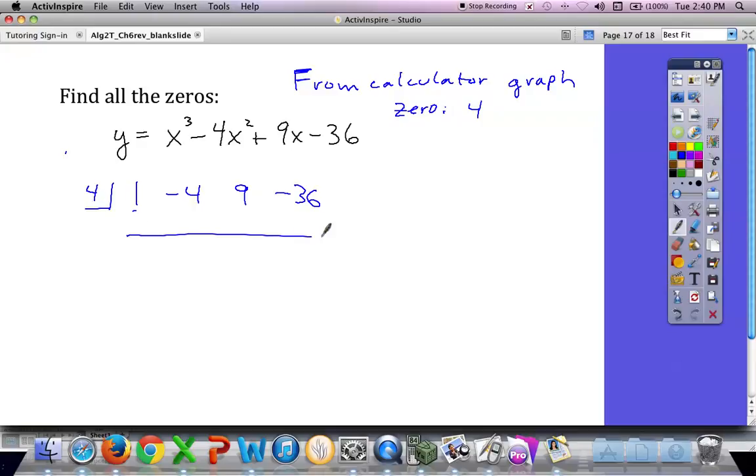Okay, then we bring down the 1, multiply and add. 4 times 1, 4. 4 times 0, 0. 4 times 9, 36. Remainder is 0, which it better be, right? If it wasn't, then we're going to go back and check our work. It's something goofy, right? What do these 3 represent?